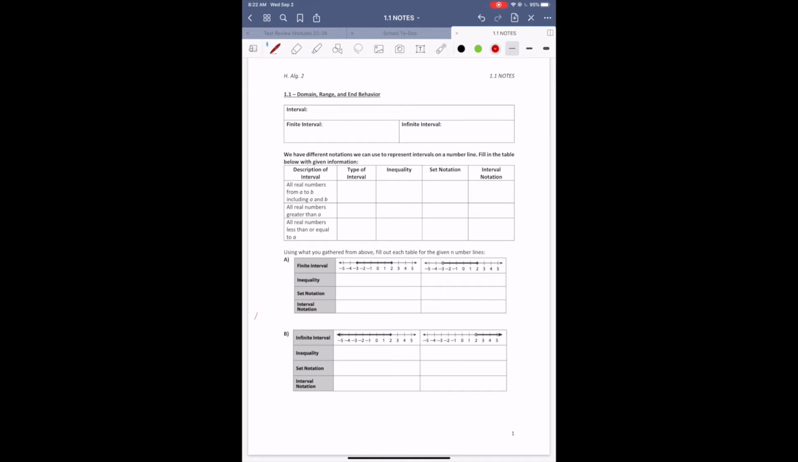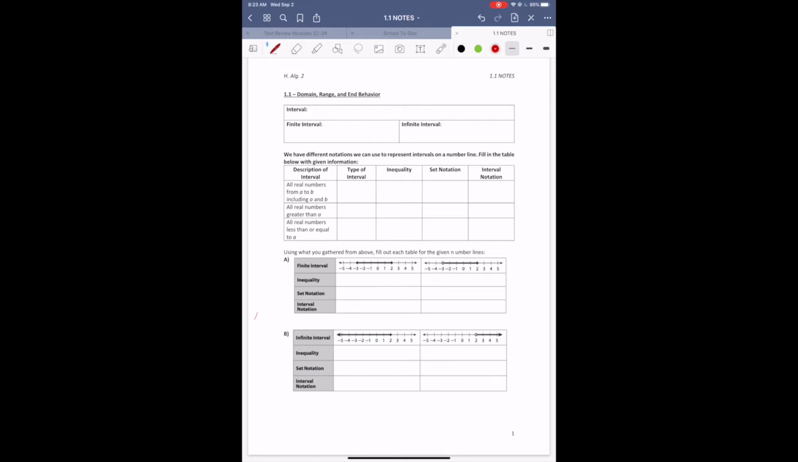All right, let's get started with functions, and we are going to start by identifying domain, range, and end behavior. First of all, an interval is a part of a number line without any breaks, meaning it continues on, and we can create any type of interval we want. We can go by ones, we can go by halves, we can go by tens. Any interval as long as we have a number line without any breaks.